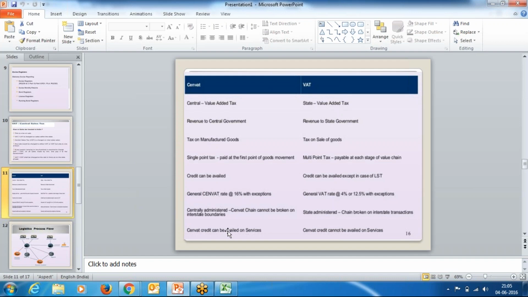Now, CENVAT credit can be availed lastly on services. But VAT is not applicable on services. We cannot avail it for services. CENVAT credit can be availed on services, and on goods also. It is applicable to goods as well as to services. But wherever you come here, CENVAT credit cannot be availed on services in VAT. Means VAT won't be there at the time of services.